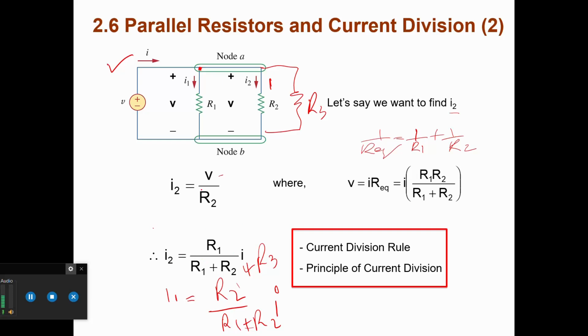So if we want to find I2, it is equal to V divided by R2, and we want to find the value of I2. We can say that it is R1 divided by R1 plus R2 into I, because we defined the value for REQ in this particular way. So this was defined by I2 equal to V divided by R2.